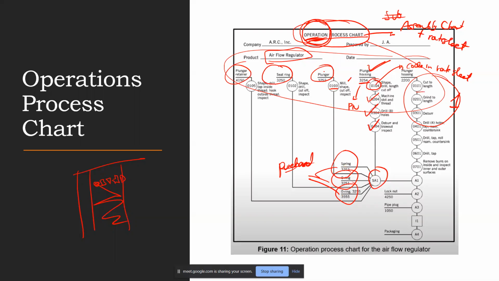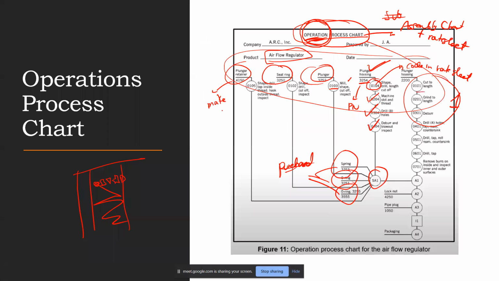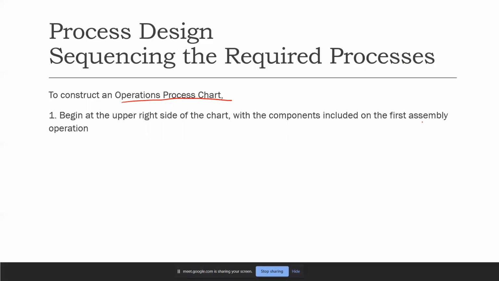And then, lahat ng ito, guys, yan po yung mga make natin or ipoproduce nating components. And lastly, the operations process chart may be completed by continuing this manner through all required steps until the product is ready for release in the warehouse hanggang sa matapos na siya dito. Okay? So, ito po, purchase. Ito din is a purchase. Okay? And then ito, lahat ng yan ay mga make items natin. Ito, lahat ng ito ay mga make items. And then ito yung nakikita natin sa route sheet. Okay.